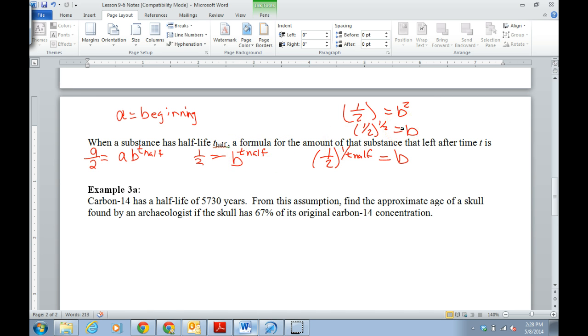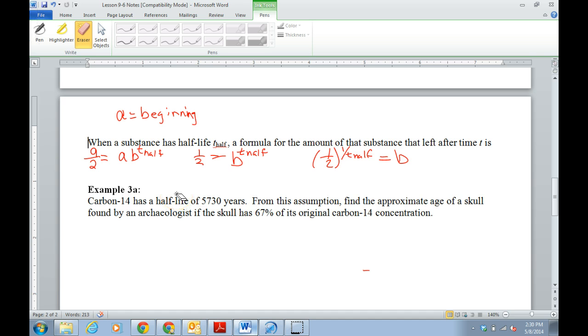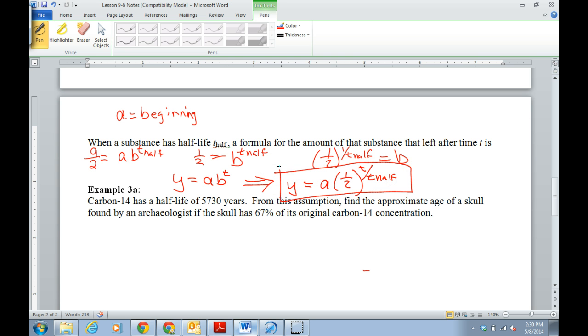So, okay, now we're going to put this together with something that we've had before, and that is y equals a to the bt. That's what we started off with originally, okay? We're going to replace our b with this. So now it is officially going to be y equals a times 1/2, and it's t right here, so t on top of t half. So this is the formula that you're going to use to find our next problem.